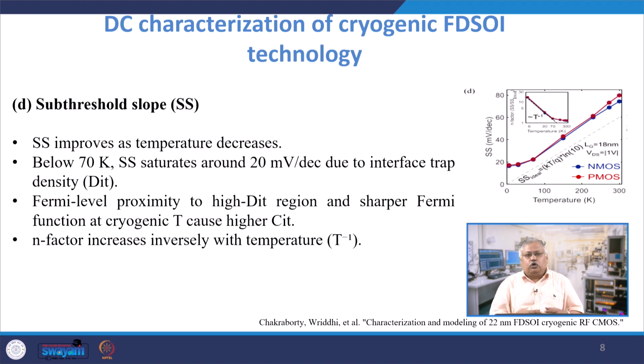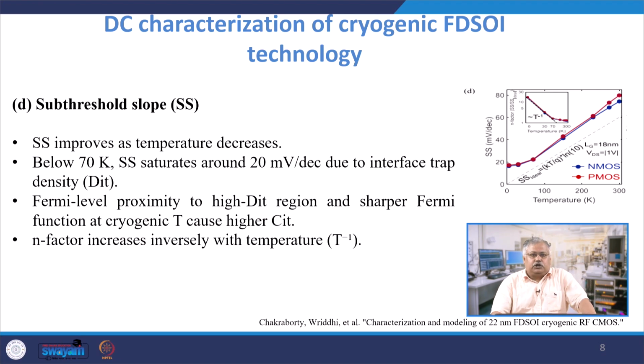What is subthreshold slope? Basically, it means the amount of voltage you need to give on the gate side to make a 1 decade change in the drain current, right? And that is important, that you should keep that as low as possible. At 300 Kelvin, the value which you already know is actually 60 millivolt per decade for a FET technology.